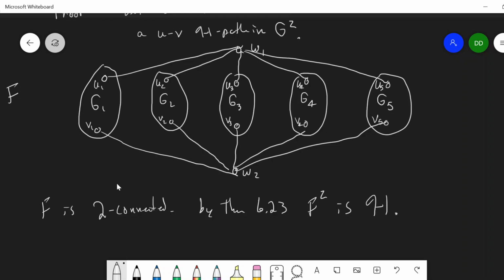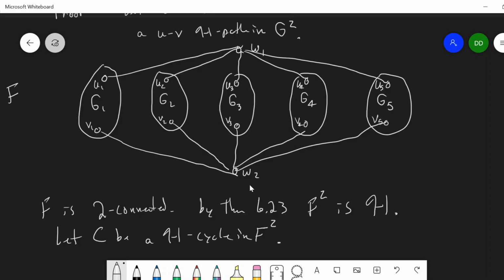So there's some Hamiltonian cycle C. Let C be a Hamiltonian cycle in F squared. Remember, this is in F squared. I'm not going to draw the edges in for F squared. This is just F, and know that there's some Hamiltonian cycle in F squared. I'd like to use this fact now to show that G actually has a Hamiltonian UV path.